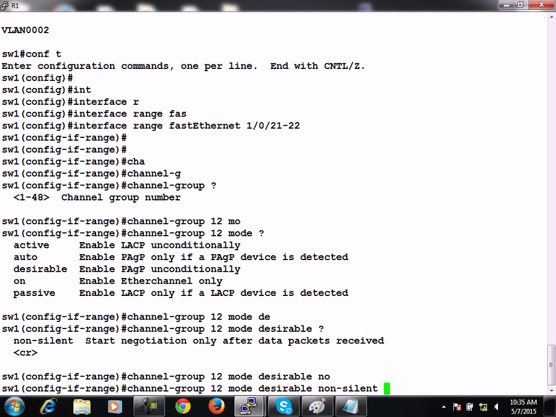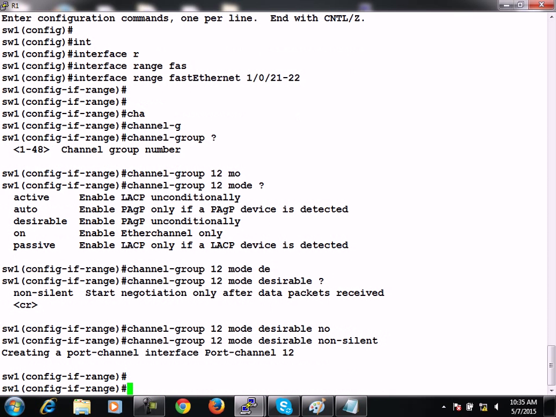But remember that by default it is silent. That is why we do not have any option related to silent. Because by default it will be silent. But if you want to configure it in non-silent mode, then of course you can call this non-silent here. Fine. And after configuring it here, I didn't shut it down.